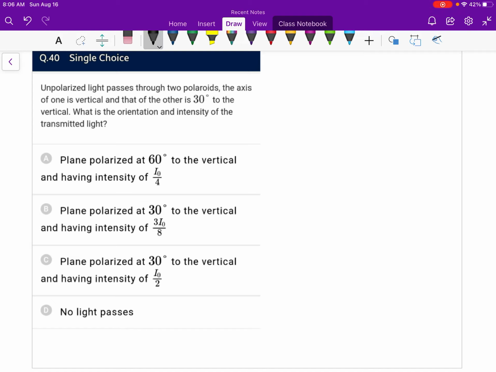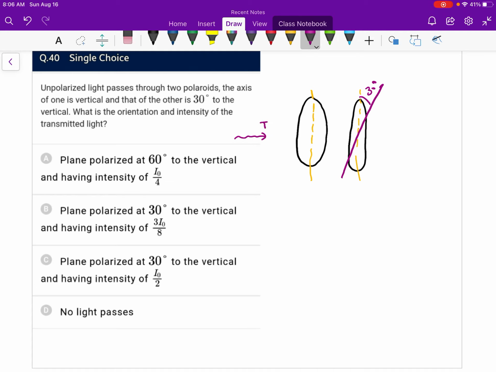Unpolarized light passes through two polaroids. The axis of one is vertical. So for first polaroid, axis is vertical, and for second polaroid, axis is at 30 degree from the first one. So from here light intensity I naught passes, from here it is I naught by 2, and from here it is I naught by 2 cos square 30 degree.